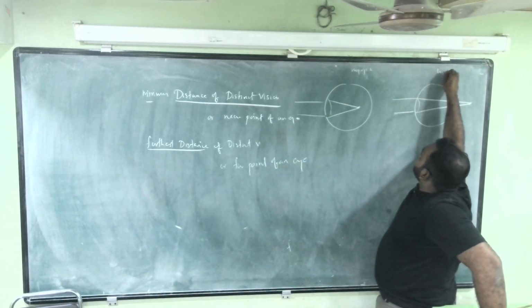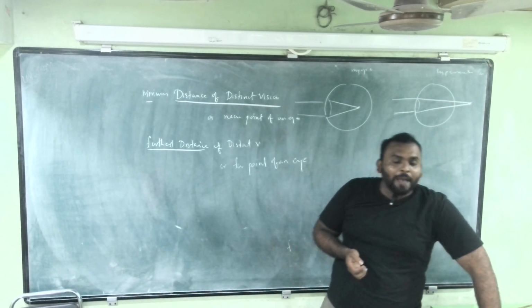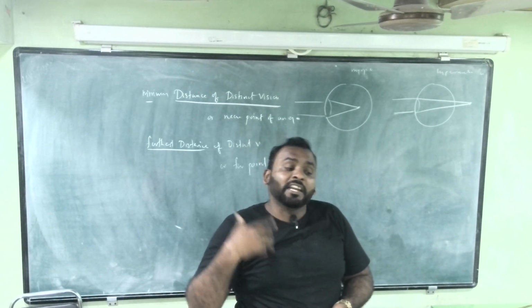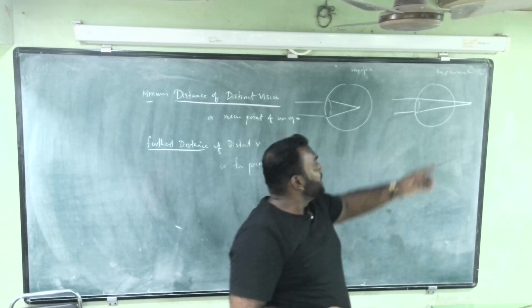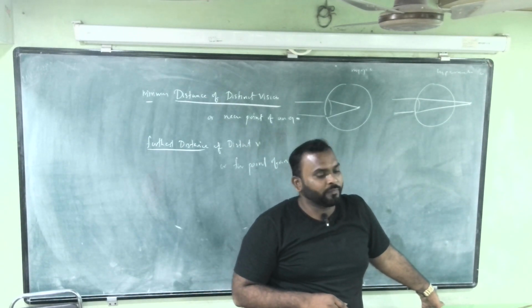This is when it is hypermetropia. Getting? So what happens in myopia? The curvature of the lens increases, increasing the converging power. Here the curvature of the lens decreases, decreasing the converging power.